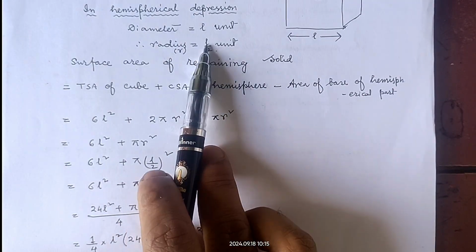So 6L square plus pi, we know the radius is L by 2, so L by 2 whole square. So 6L square plus pi L square over 2 square, which is 4. If you take 4 as the LCM, it will be 4 times 6, 24 L square plus pi, 4 divided by 4 is 1, so it will be 1 into L square, L square. From these two I can take L square by 4 common. So if I take L square from the numerator and 4 from the denominator, we are left with 24 plus pi unit square. So this is the surface area of the remaining solid.